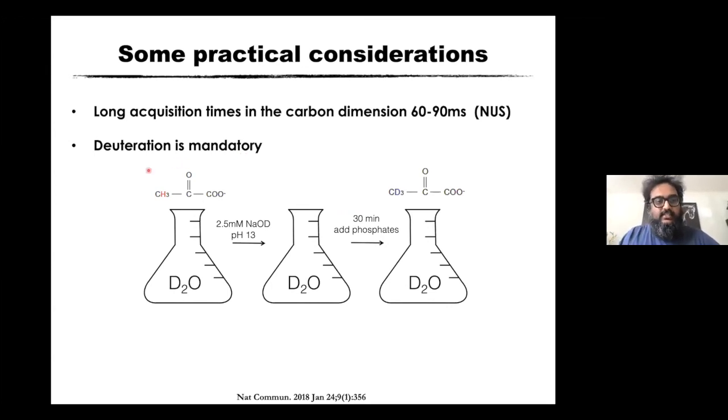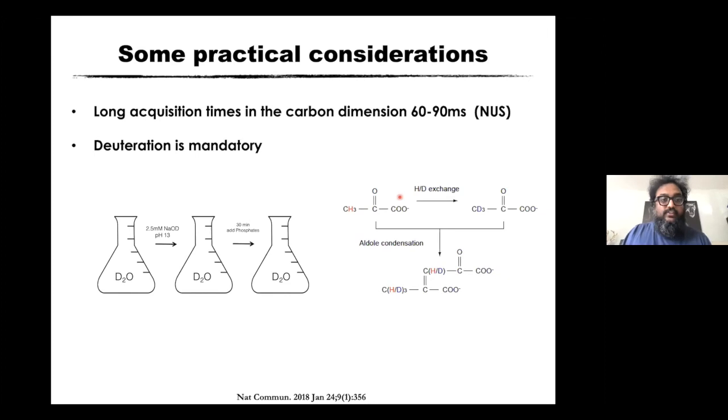And deuteration is pretty simple in this case because you don't need to buy deuterated pyruvate. You can actually get the protonated pyruvate, and then this position is acidic. So all you need to do is take it in a liter of D2O and then increase the pH to about 13, let it sit for about 40 minutes, and then you can add the phosphates to bring the pH back, and that hydrogen is exchanged to deuterium.